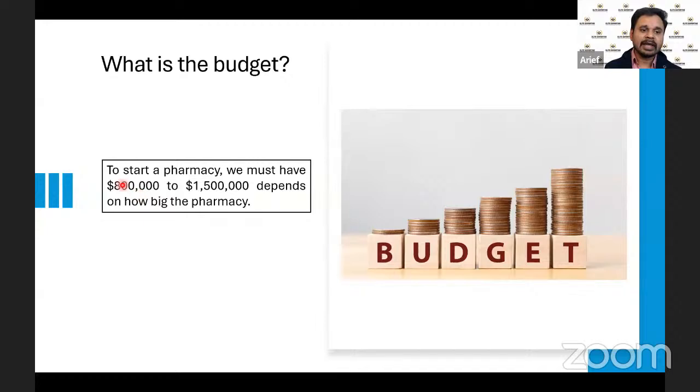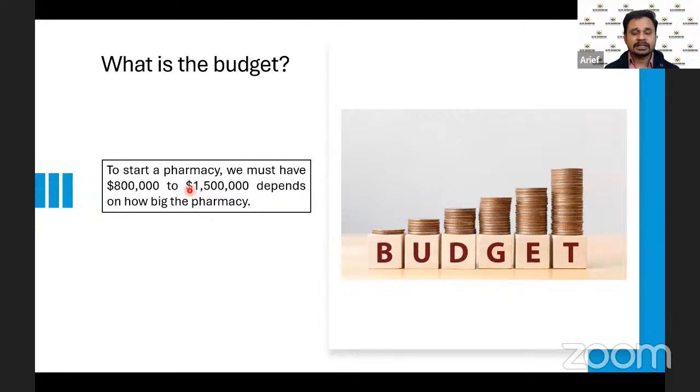So it ranges from 800,000, that is the small pharmacy. If you want to start a small one, then 800,000. But if you want to start a very big pharmacy, then it may go even up to 1.5 million Australian dollars. So this is the budget that we must have initially to start the pharmacy business.